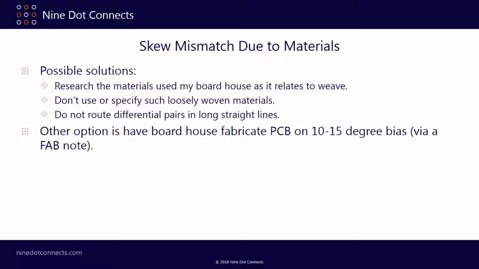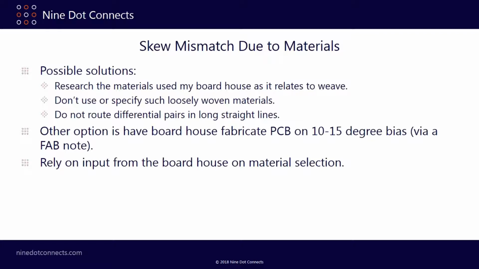You also have the other option, which is to have the board house fabricate a PCB on a 10 to 15 degree bias. You would basically stipulate that in a fab note, and board houses nowadays are very aware of this situation, and they're not going to balk at that.